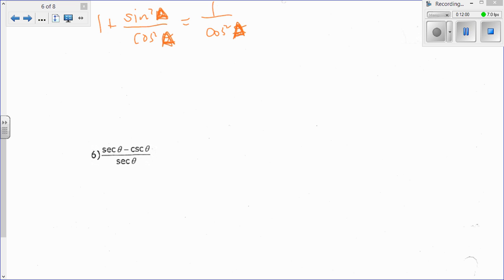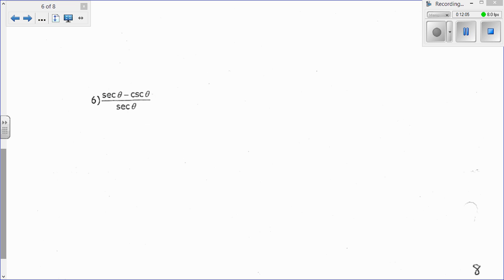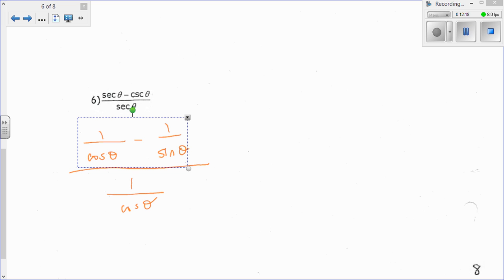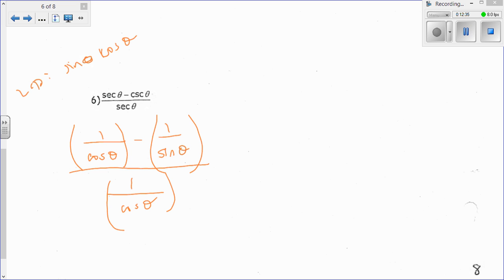Secant minus cosecant over secant. Well, let's make our substitutions. Secant is 1 over cosine theta minus cosecant, which is 1 over sine theta, all over secant, which is 1 over cosine theta. Find your LCD, because this is now a complex fraction, and that is sine theta cosine theta. So you need to multiply every single term by sine theta cosine theta.